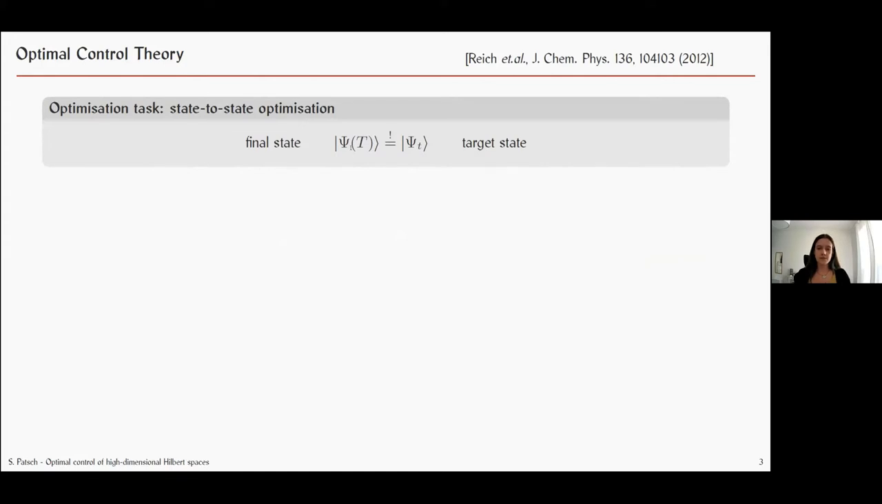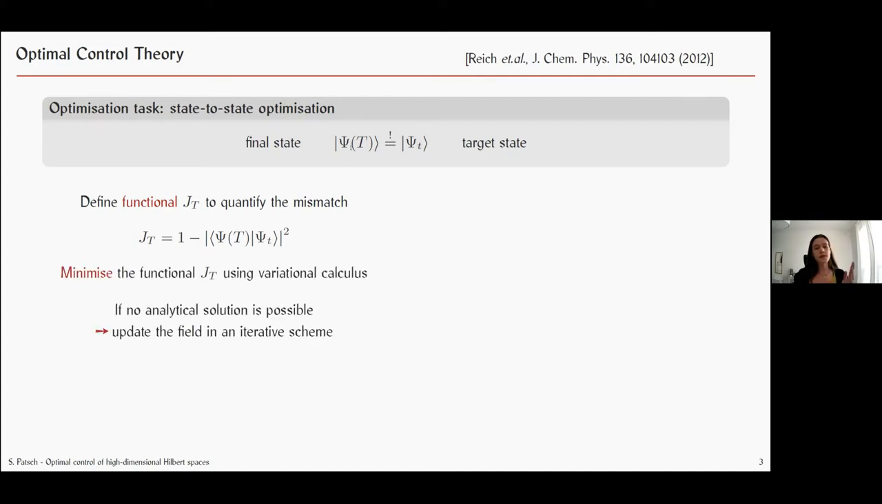And the final state is the result of a time propagation using a control field starting from some initial state. And then we can also put that into slightly more mathematical terms and define a functional J of capital T to quantify the mismatch between the target state and the final state. And if you want to optimize something else, you can also change the functional, for instance, for gate optimization or for creation of perfect entanglers or whatever you want to do.